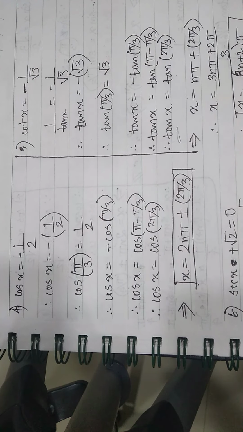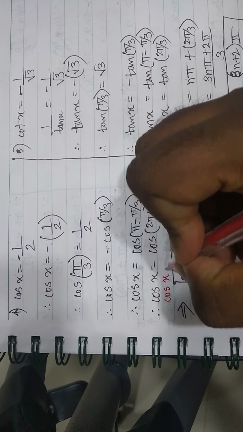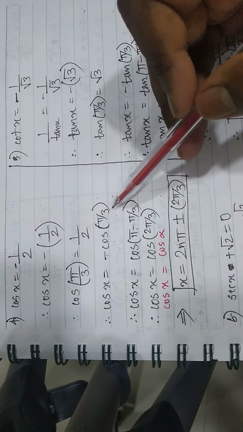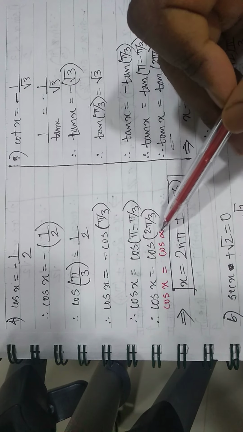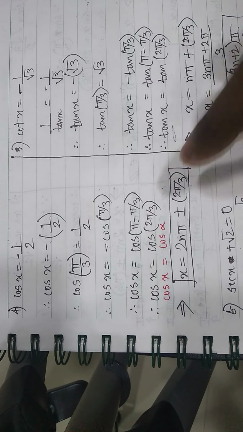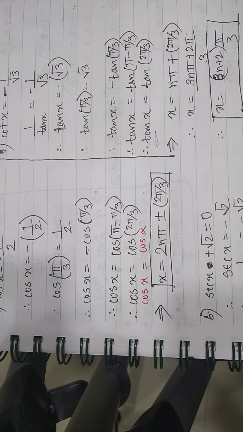Now it is of the form cos x equal to cos alpha. Here you couldn't use that because of the minus sign. So now you just take our general solution. Instead of alpha, you write 2 pi by 3. With that, the problem gets done.